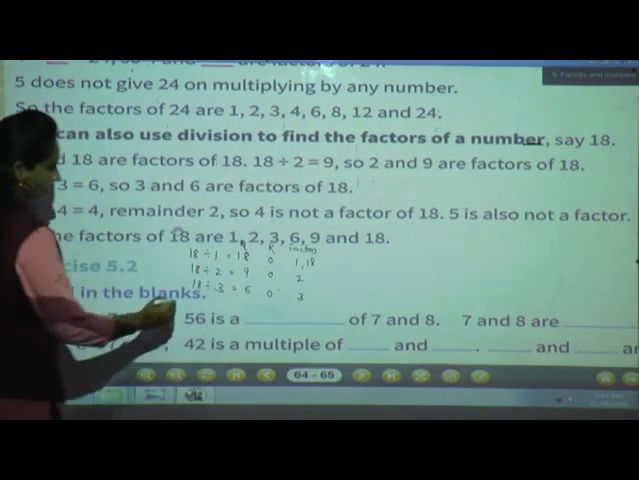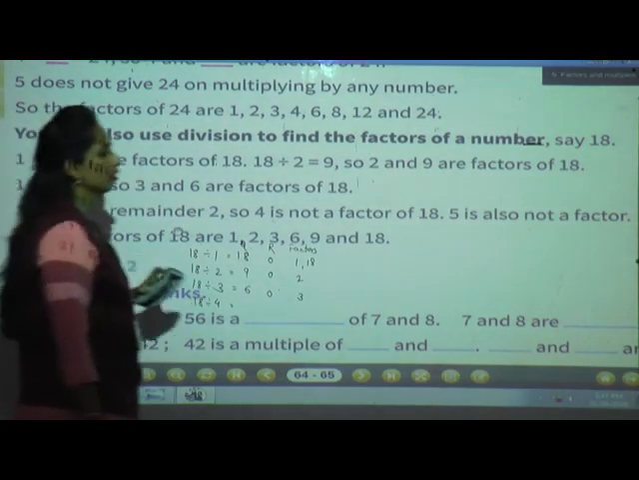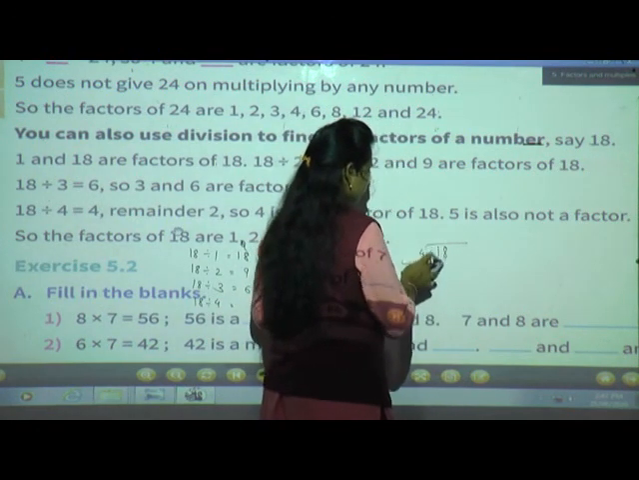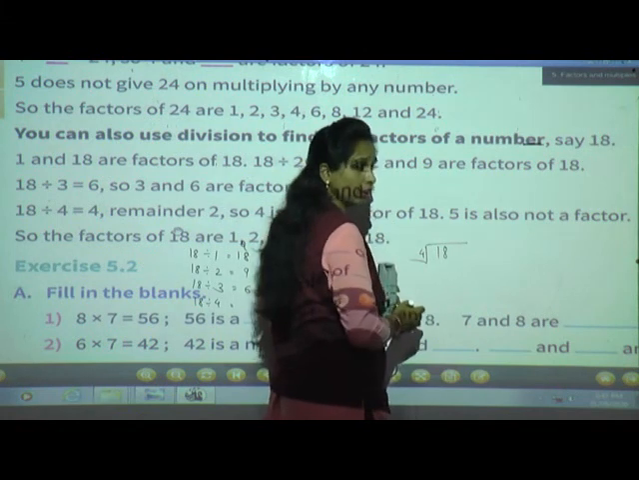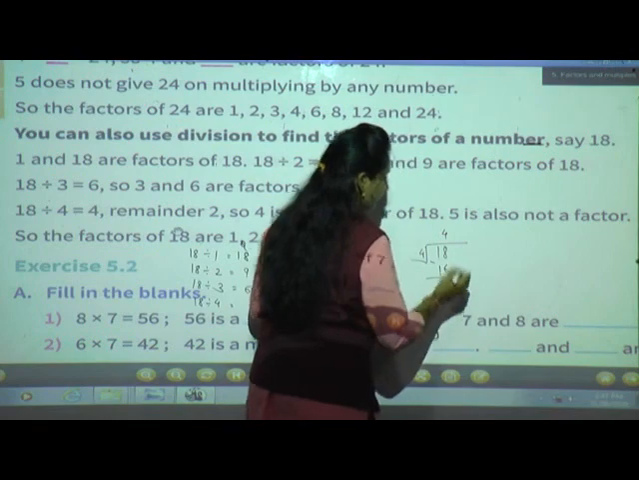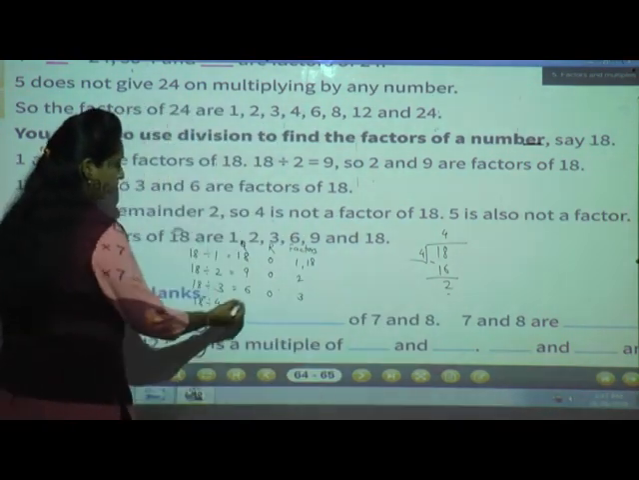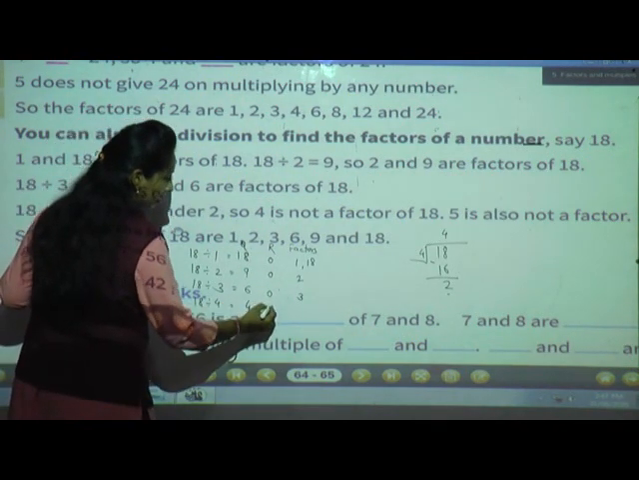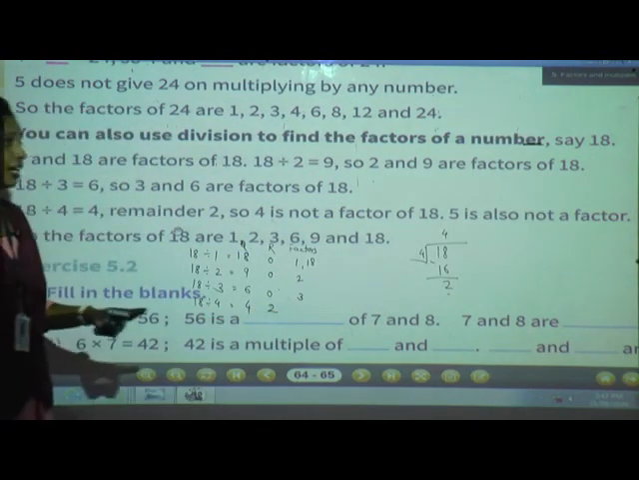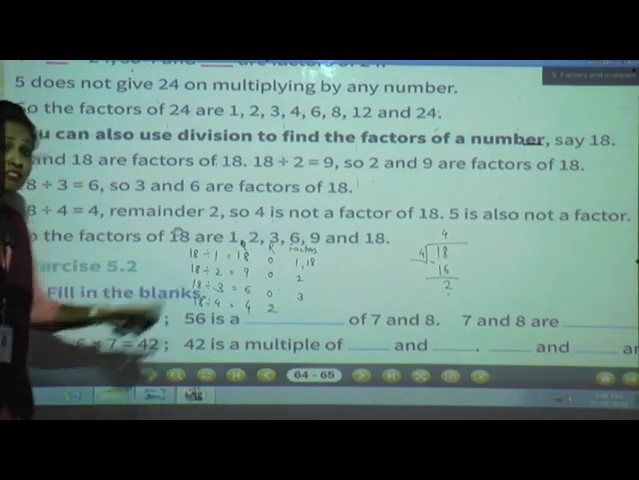And the next, 18 divided by 4. See, I will solve here. In the 4 table, is 18 there? No. What is less than that? 4 4s are 16 is there. 2 is the remainder. Whenever a remainder is there we cannot take it. I will write the quotient here, but the remainder is 2. So if there is a remainder we cannot take that number as a factor.